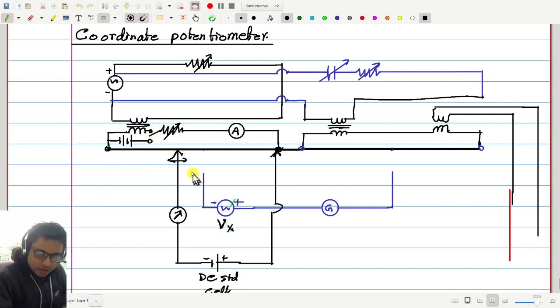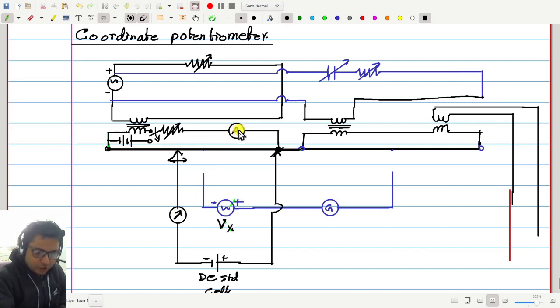In the first part, when you are standardizing this left side potentiometer, you have to connect this to the DC supply. Then you connect these two ends from the DC standard cell. You keep it at the desired location, don't move it. Adjust this rheostat and get the null. When you get null, record the value of this ammeter reading. Remember that reading.